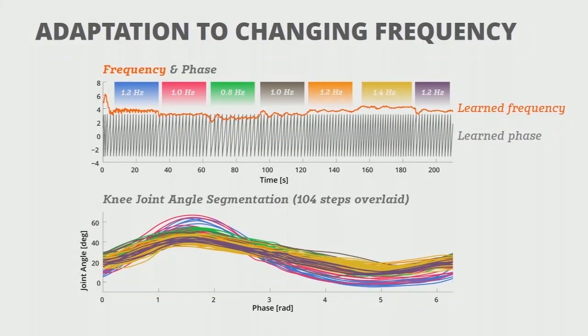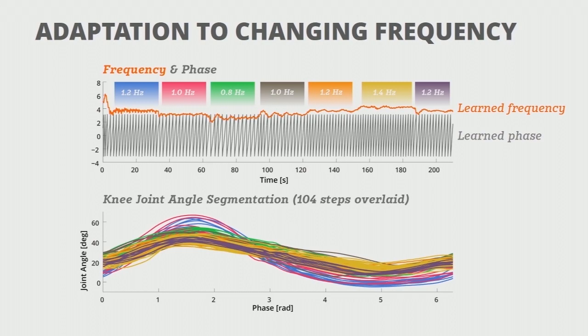So here what we're doing is we have a participant that is walking in place, and we're cueing their walking pace with a metronome. And every 15 to 20 steps, we change the frequency of the metronome. So that's what you see in the top graph. Each different color corresponds to a different frequency cue. And what you can see is that the learned frequency and the learned phase very quickly adapt to keep track, to correctly model the change in the demonstrator's pace.